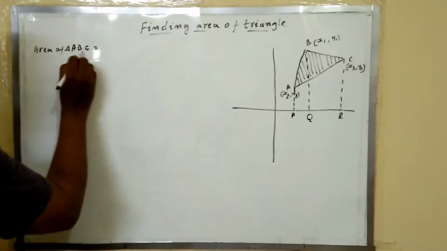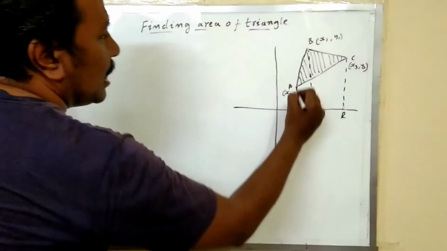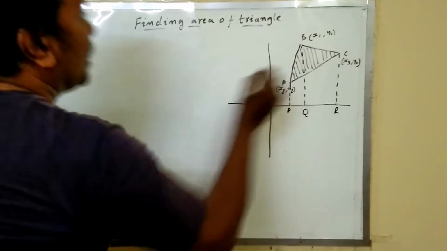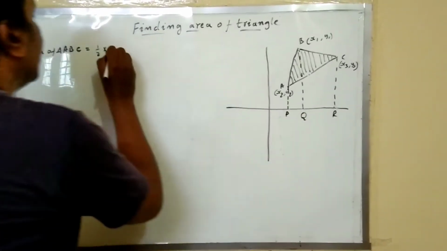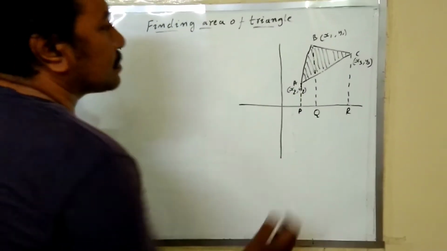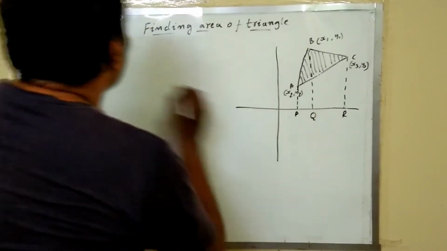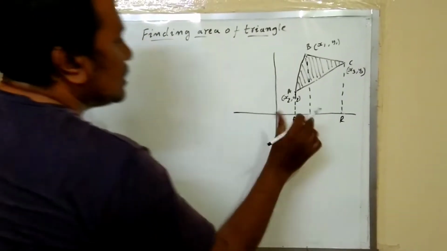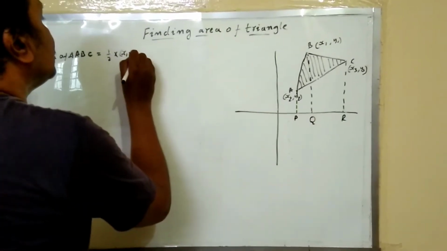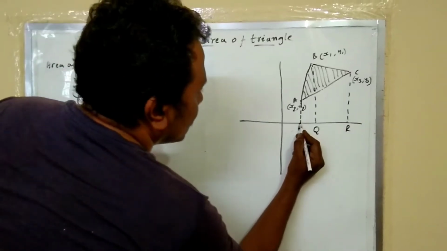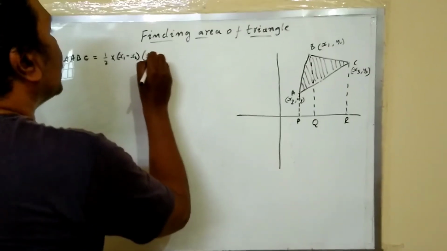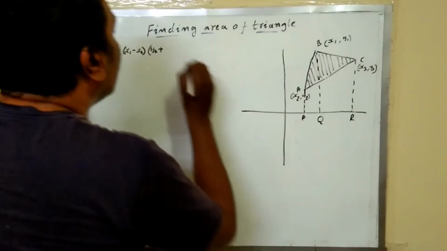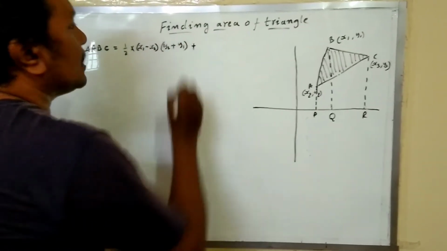So the area of triangle ABC is equal to, first of all, the area of trapezium APQB, which, as I said in the previous class, is half into PQ into the sum of the parallel sides. PQ is x2 minus x1, so PQ is equal to x2 minus x1, and AP plus BQ is y1 plus y2.